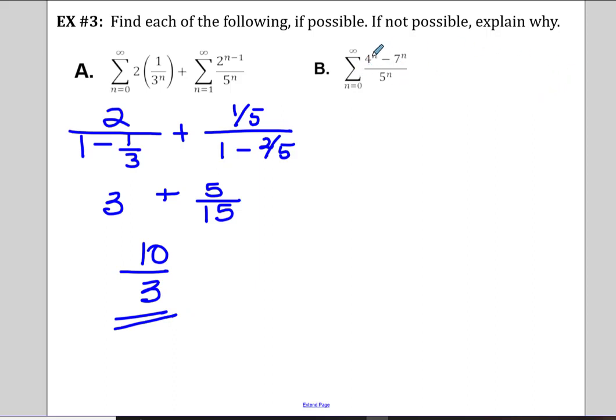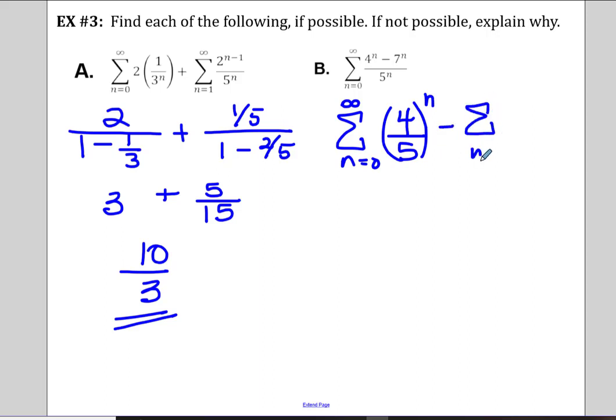In this case, I see two different things. We could rewrite this as two summations. So as n goes from 0 to infinity, the first one is 4/5, and I'm going to group that together to the nth power. And then the second one, we're going to have 0 to infinity, and it's subtracting here. And then 7/5 can be raised to the nth power.